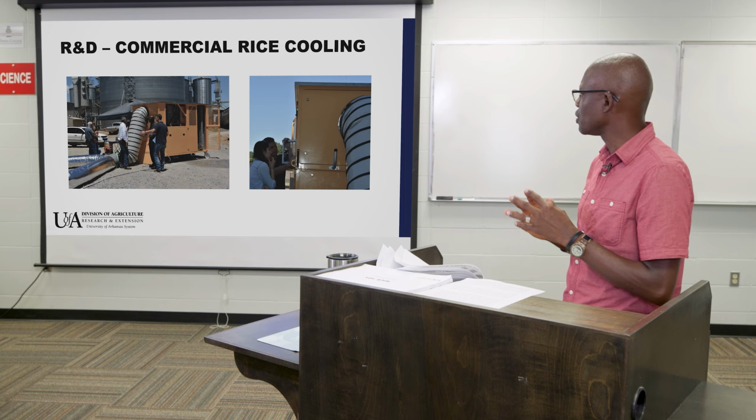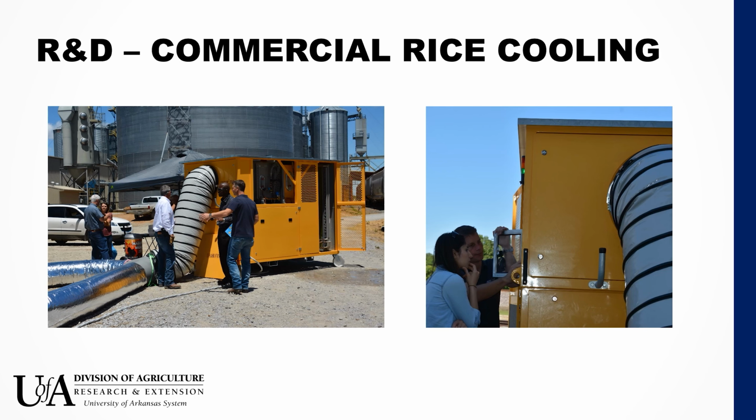But before that, let me show you this figure here, which shows a commercial cooler that is attached to a drying bin. You can see on the left there the ducts that are pulling ambient air, passing it through the cooler, and then that air is processed and pushed into the bin.